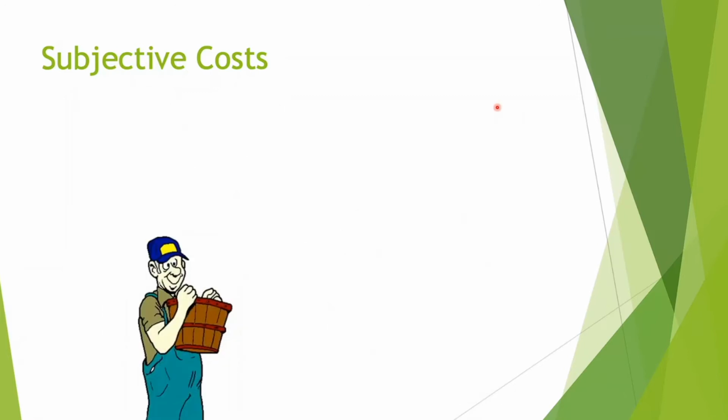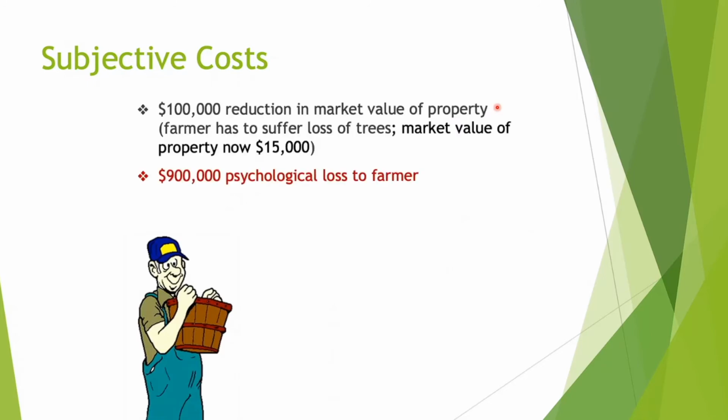Now, here's where the Austrian is going to object, and I think rightly so. Let's suppose the market value of the orchard is not the entire value of the orchard. Let's suppose there's a $900,000 psychological loss to the farmer. Who knows why this is? Maybe the orchard was planted by his great-great-grandparents, or maybe the orchard is sacred to him or something. We know that most items that we have in our possession have a value to us that is higher than the value to the rest of the market.